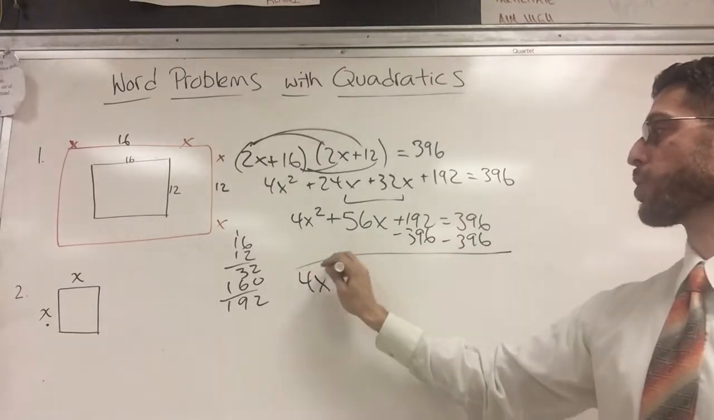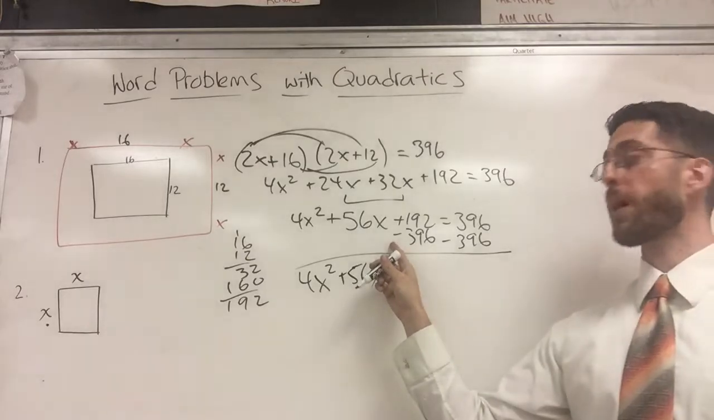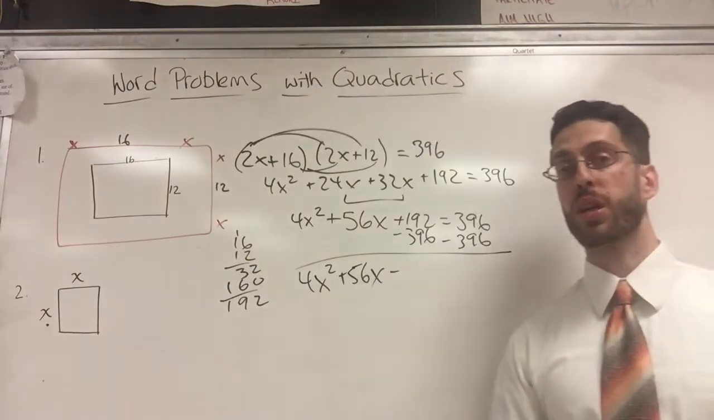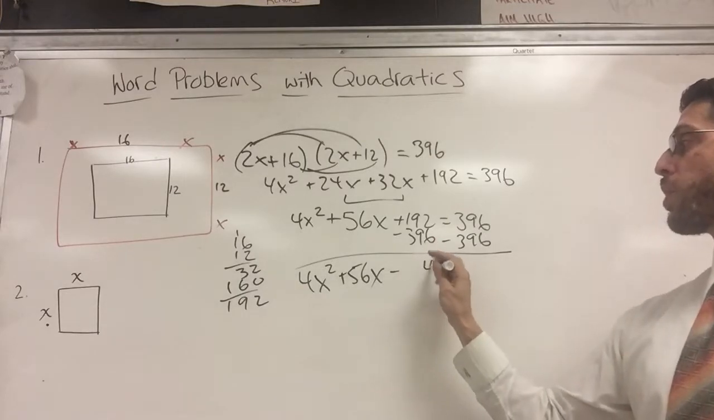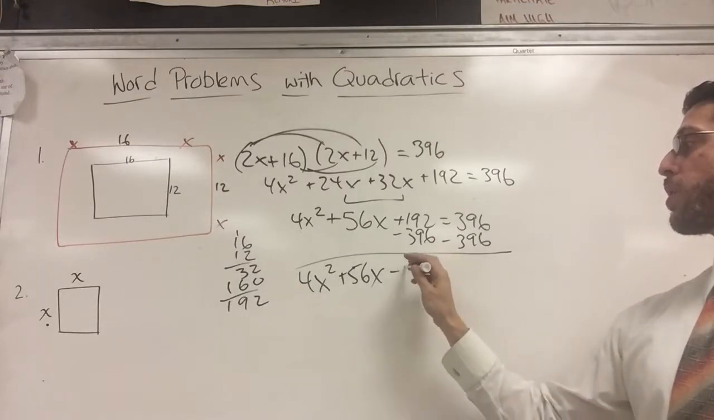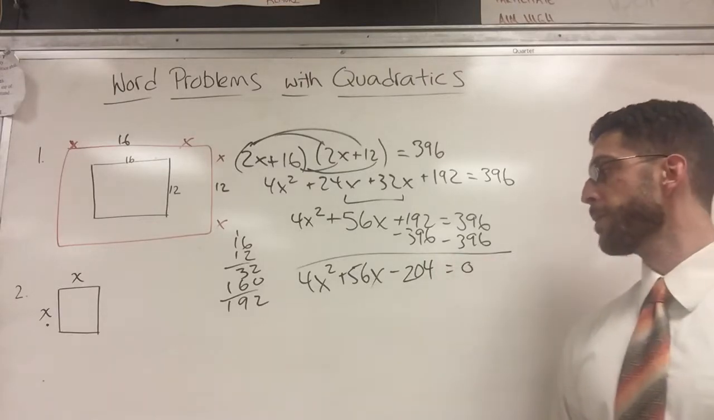And now I got 4x squared plus 56x minus, I got to figure out what this is. Again, you go to your calculator if you need it. We'll try to do it in our head. So this is going to be 204 equals 0. Okay?